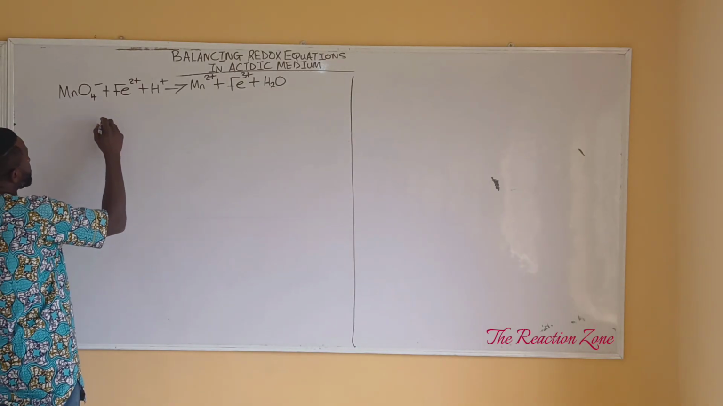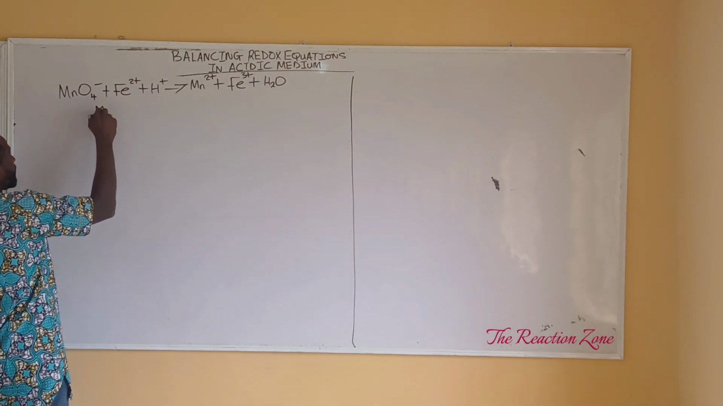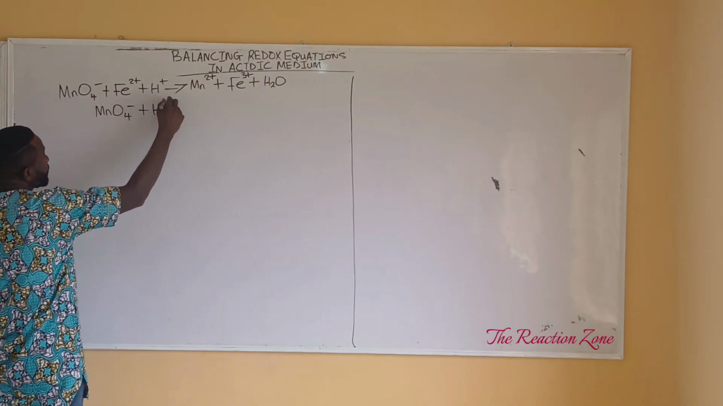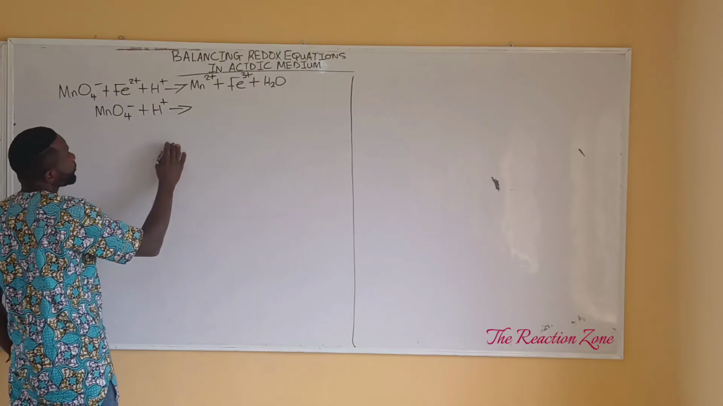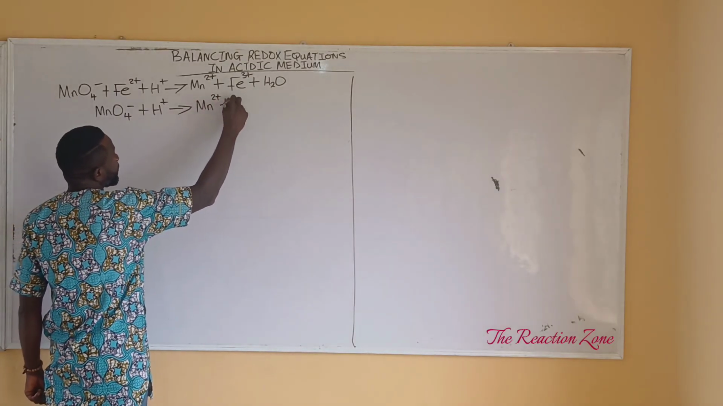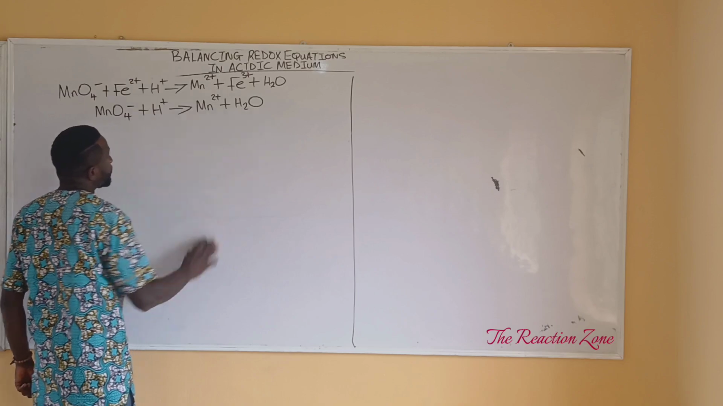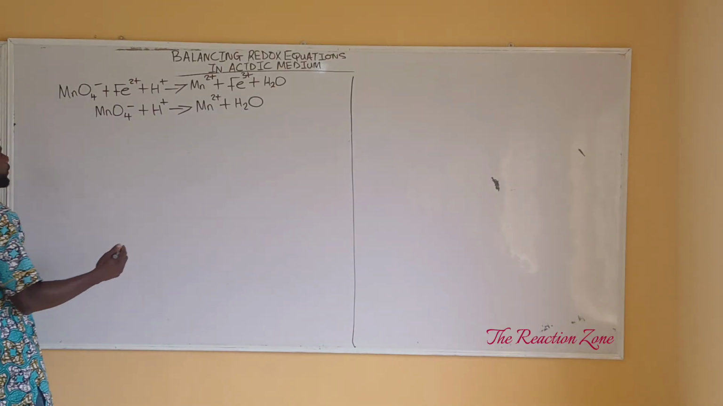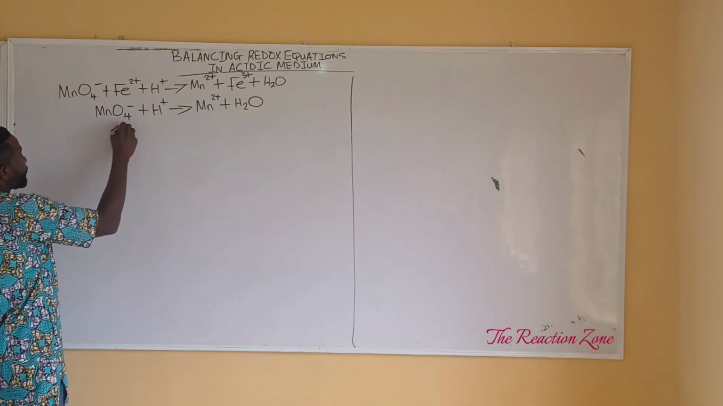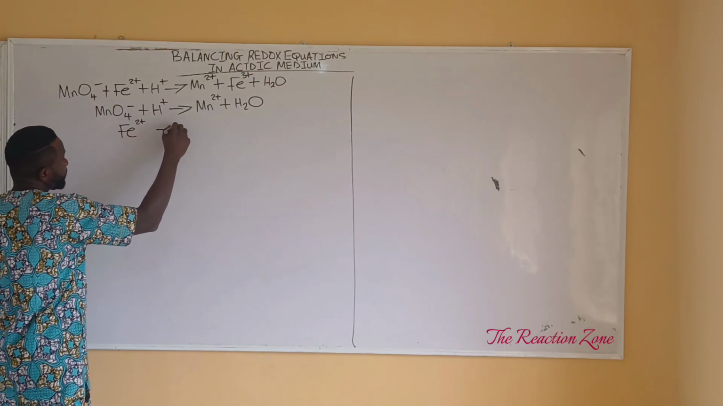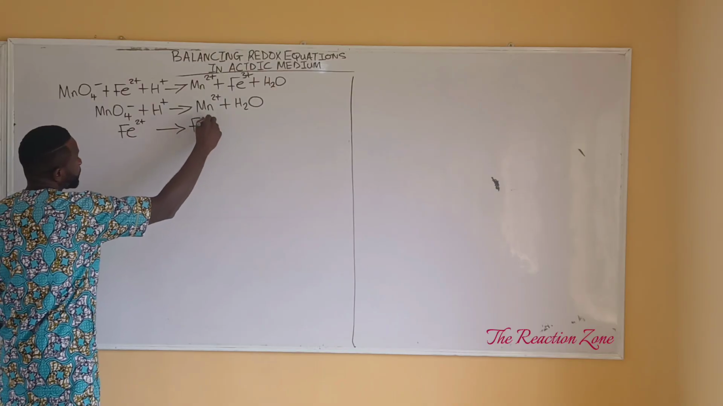So the first one is MnO4 minus plus H plus is going to give Mn2 plus and H2O. So this is one of the half equations. And then the second half equation will be Fe2 plus to give us Fe3 plus.